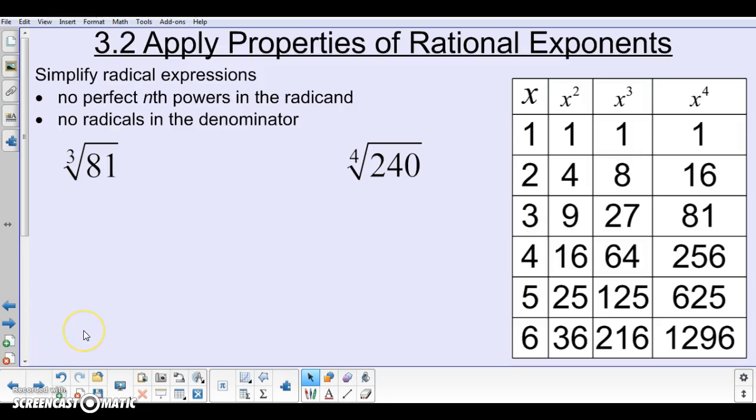Okay, algebra students, here we go. In lesson 2, we're going to be applying properties of rational exponents. And the first thing we're going to do is simplify some radical expressions.